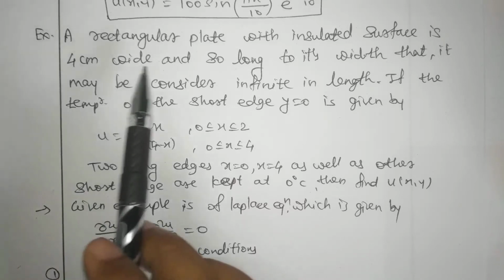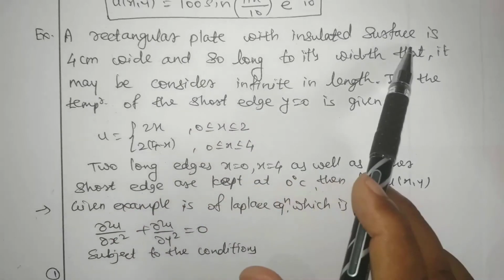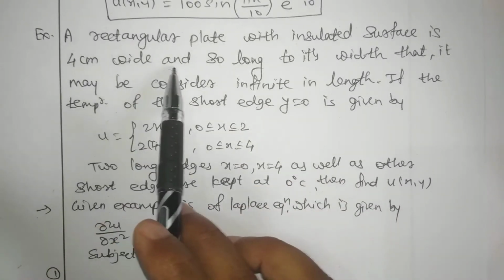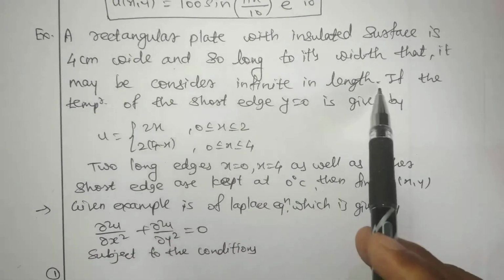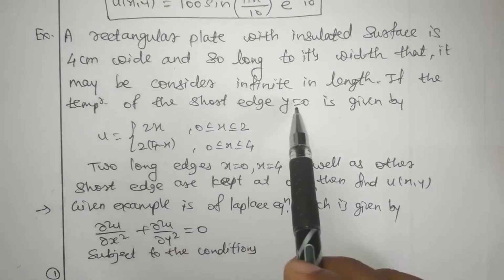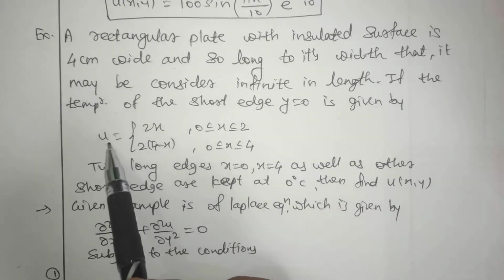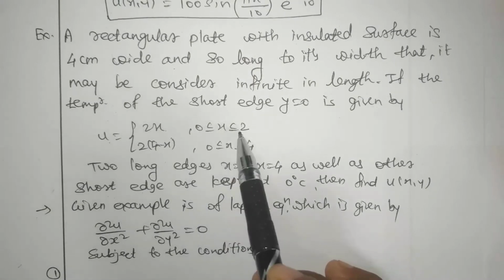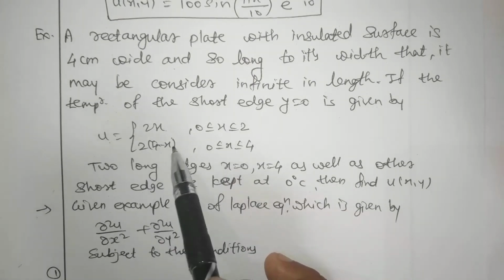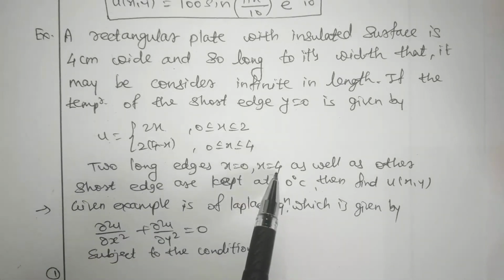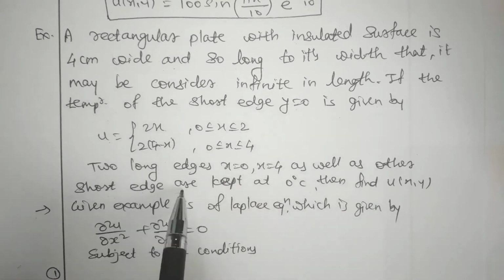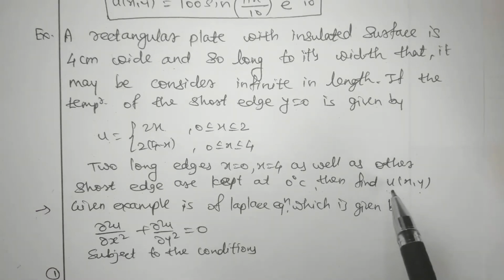So the question is: a rectangular plate with insulated surface is 4 cm wide and so long relative to its width that it may be considered infinite in length. If the temperature of the short edge y = 0 is given by u = 2x for x from 0 to 2 and u = 2(4 - x) for x from 2 to 4, and the two long edges x = 0, x = 4 as well as the other short edge are kept at 0 degrees Celsius, then find u(x, y), that means temperature at any x and at any y.